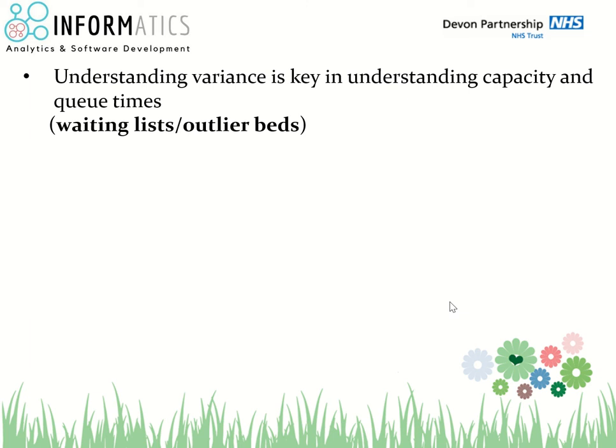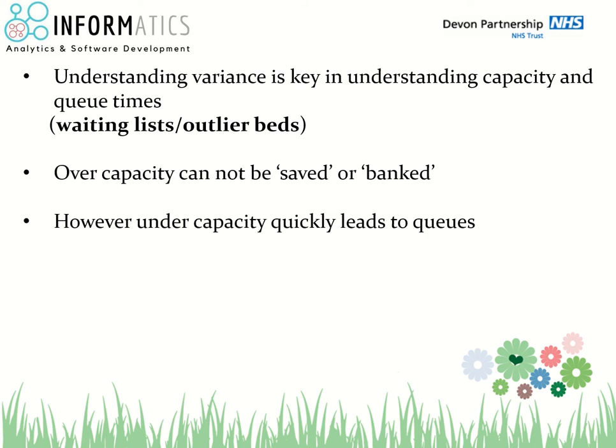So what have we learnt? Variance is absolutely the key in understanding demand capacity and queue times, whether that's the number of beds available, putting people in outlier beds, whatever. That variance of your referrals is really important to get a grip on and to understand. Overcapacity cannot be saved or banked. In that second example where we had those 3 referrals, we had a day where we had a slot left over, but it wasn't of any use at all. You can't bank it, you can't save it. So overcapacity is not useful.